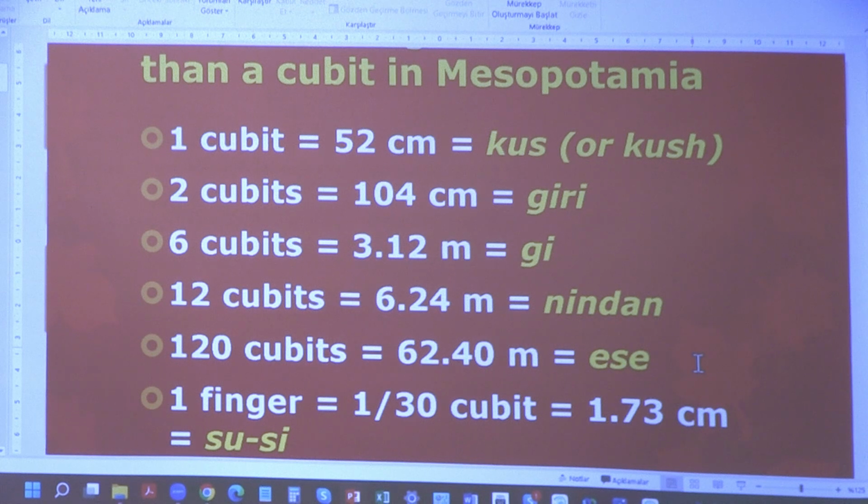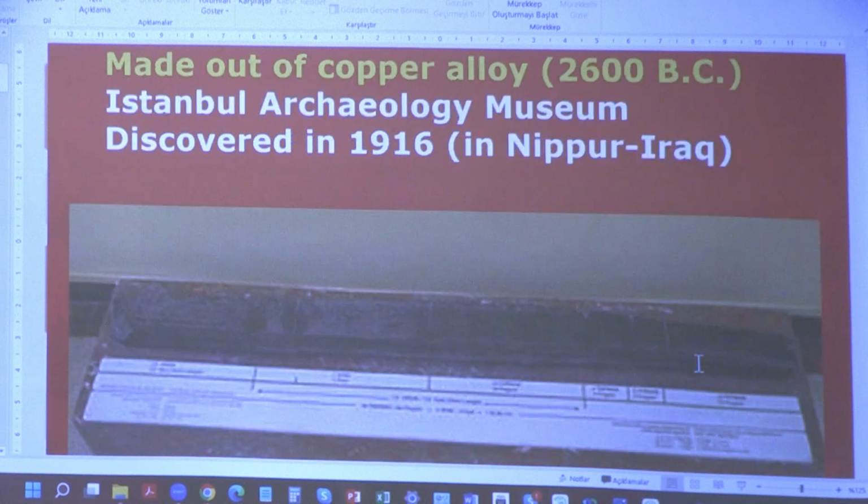ese. And finger, again, in English, British measurements, you can also hear finger, but the distance varies. It's 1 over 30 cubit, that's about 1.73 centimeters, and they call it susi. Now, we are lucky to have the standard measure of cubit in, again, Istanbul Archaeology Museum. It's made out of a copper alloy. It dates back to 2600 BC.